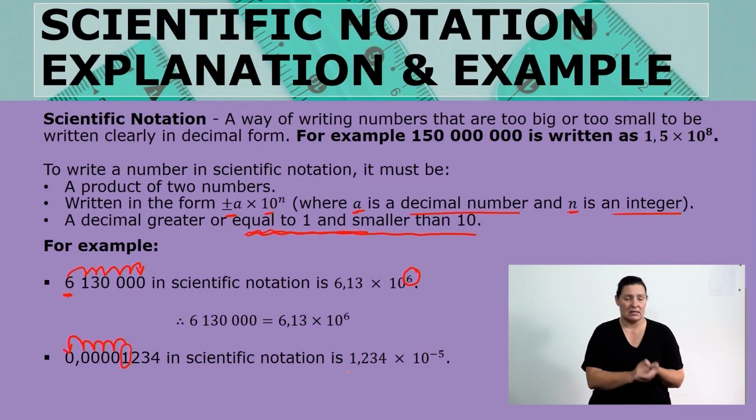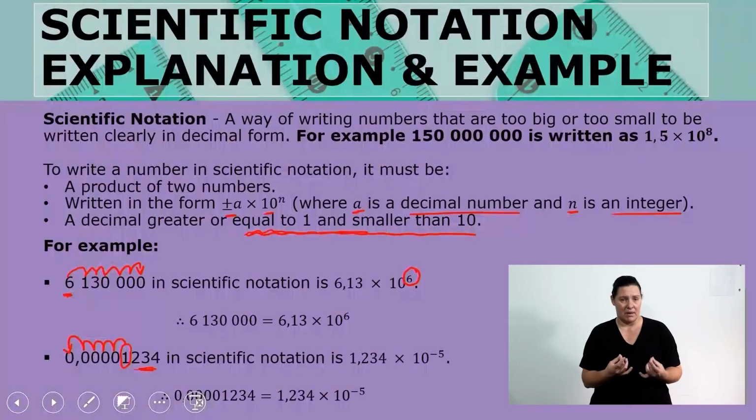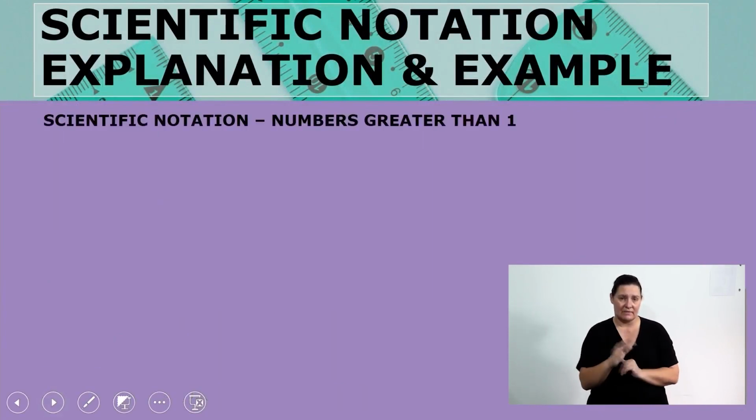We are going to write it as 1, comma, see the 1 is there in the ones position, comma 2, 3, 4. The 2, 3, 4 are the rest of the numbers that appear there. And it is going to be multiplied by 10 to the negative 5. And we are using a negative exponent because we are moving to the left. So it means that our number is now going to be 1,234 multiplied by 10 to the exponent negative 5.